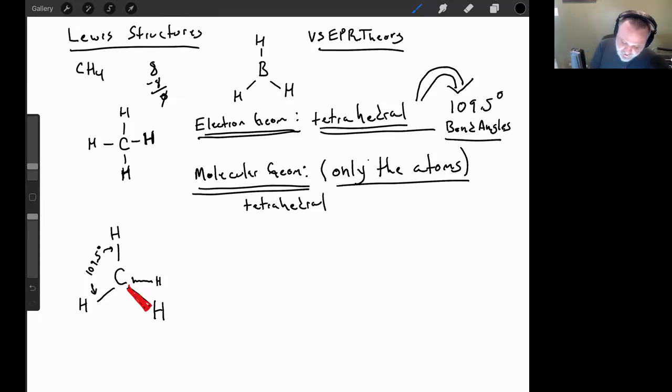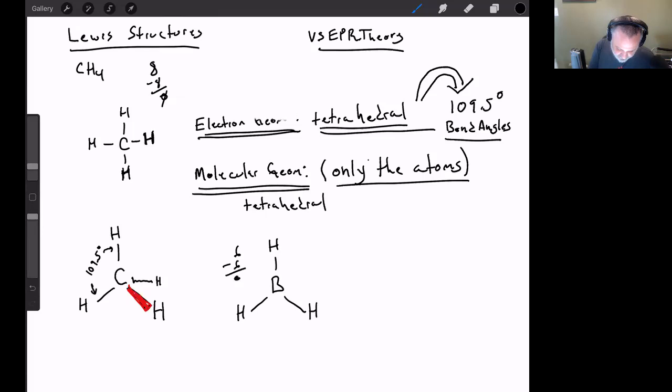Now let's take a look at BH3. I want to erase it over here, and I'll redraw it down here. If I think about the number of valence electrons that I get to draw a Lewis structure for BH3, it's going to be 6. I've used 6 to draw the picture, and I'm left with 0 electrons. So we're going to say boron has an octet. An octet for boron is 3 bonds or 6 electrons, so we're okay with this. So what's the electron geometry here?